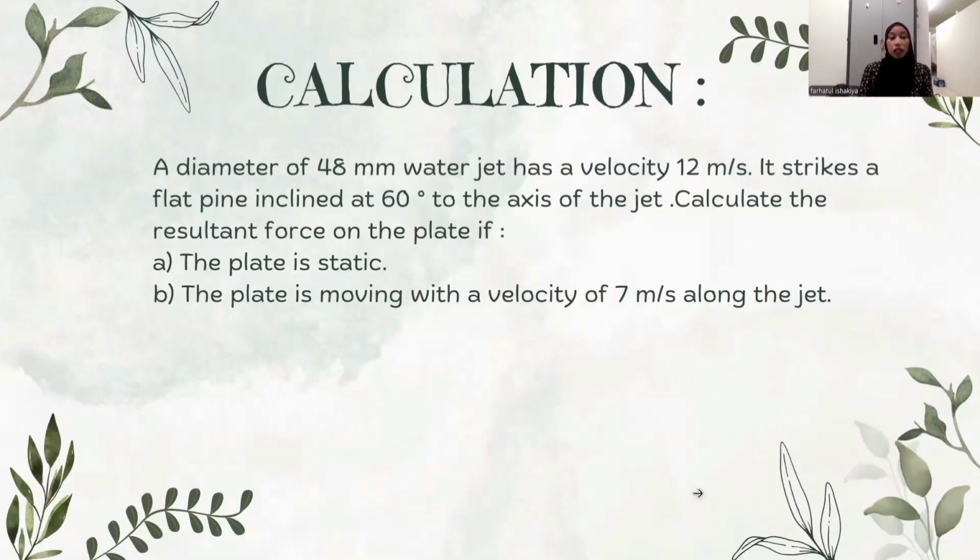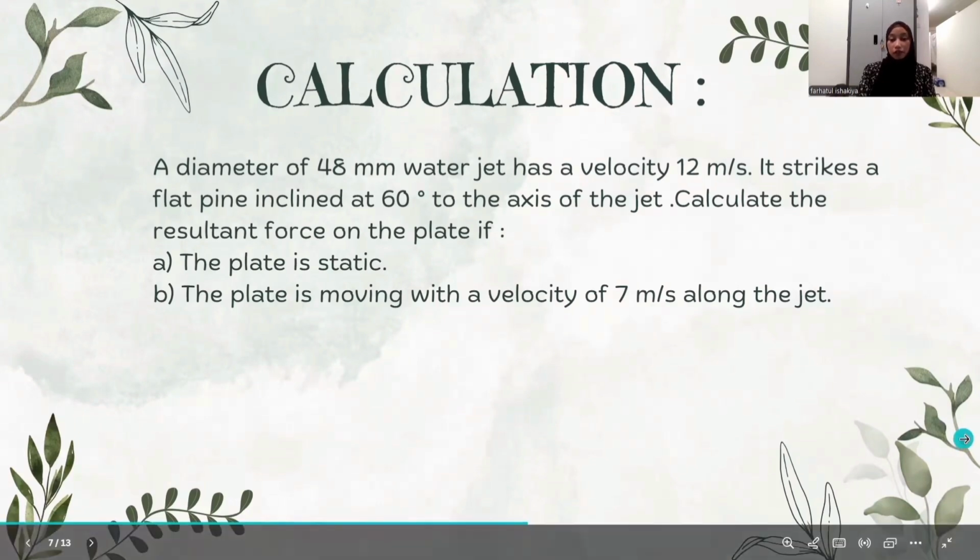For example, a 48 millimeter diameter water jet has a velocity of 12 meters per second. It strikes a flat plate inclined at 60 degrees to the axis of the jet. Calculate the resultant force on the plate. So the question is, if the plate is static, and also if the plate is moving with a velocity of 7 meters per second along the jet.